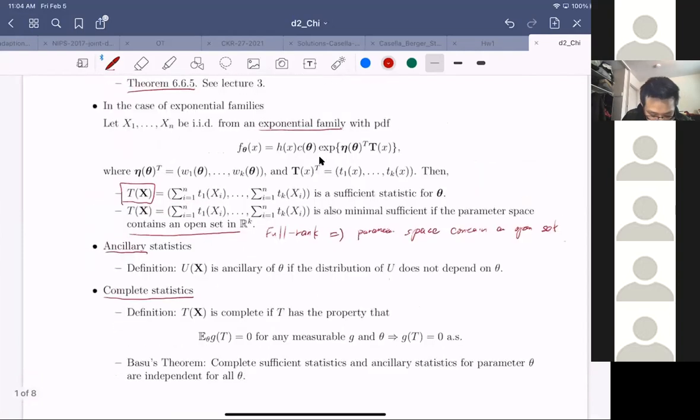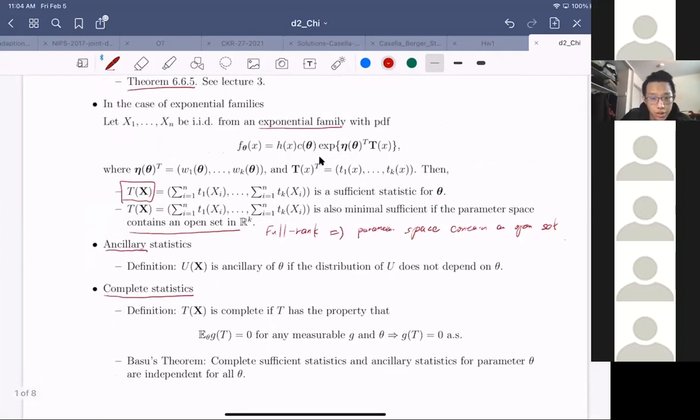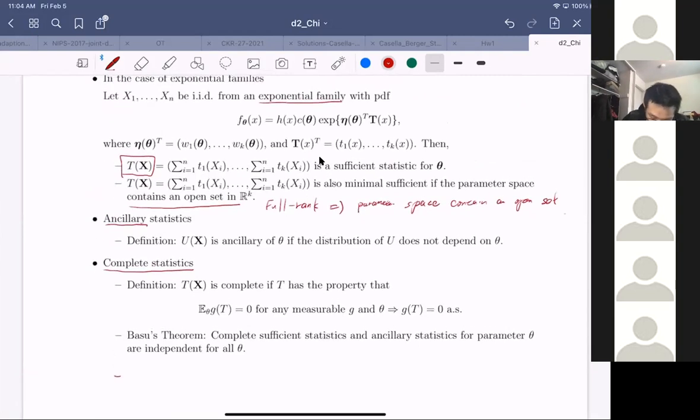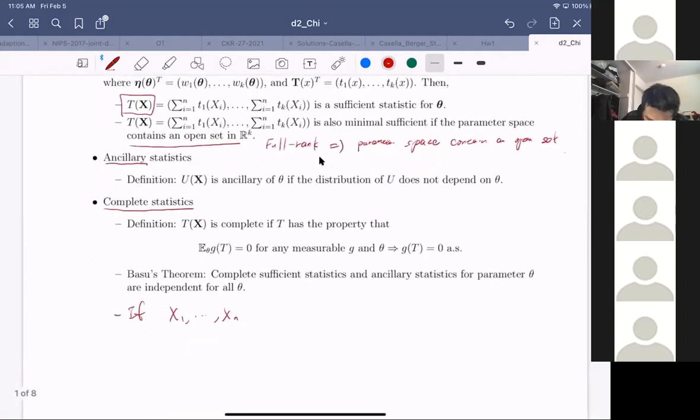We can also use the exponential family to check the completeness. So if X1 to Xn are IID from a full rank exponential family, then we may have the statistic T is complete.